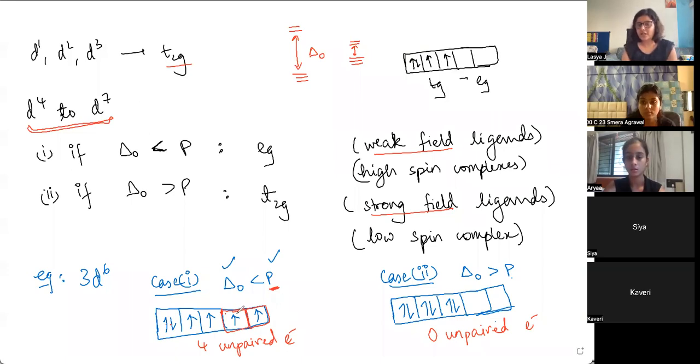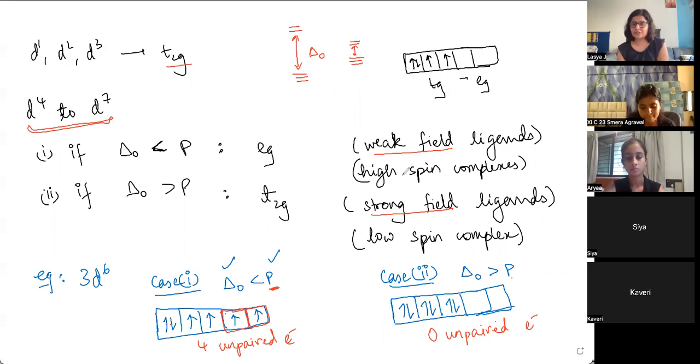Where will D4 go? So that depends on how high is the energy difference. Is it easier for the electron to go into Eg, or is it easier for it to pair? So if the Eg energy is very high, where it is greater than the pairing energy, it will prefer to start pairing up the electrons. If it is low enough, and pairing energy is higher, it will prefer not pairing. It will want to go in the lower energy route, so it will go into Eg.